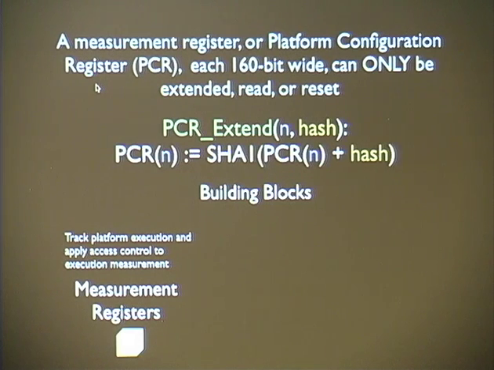So basically, let me elaborate a little bit on that. We have basically this extend function. So when you extend to it, you're hashing, it's kind of like a rolling hash, if you will. Any time you're executing code, you can extend that code to the PCR. So you can imagine as your machine boots up and you're carrying through this process of execution, you can extend to the PCRs, and that kind of tracks the path your machine's taking.